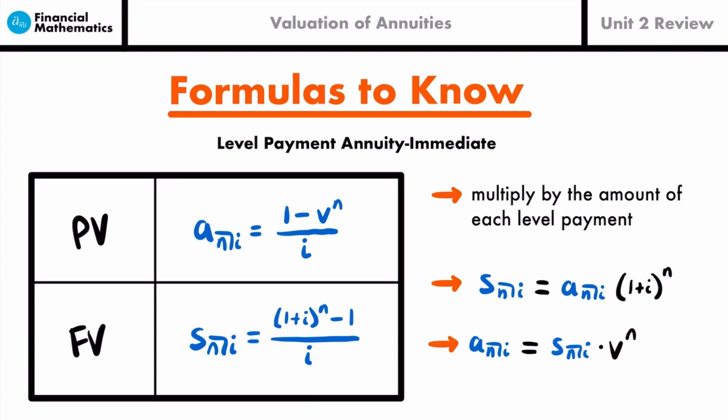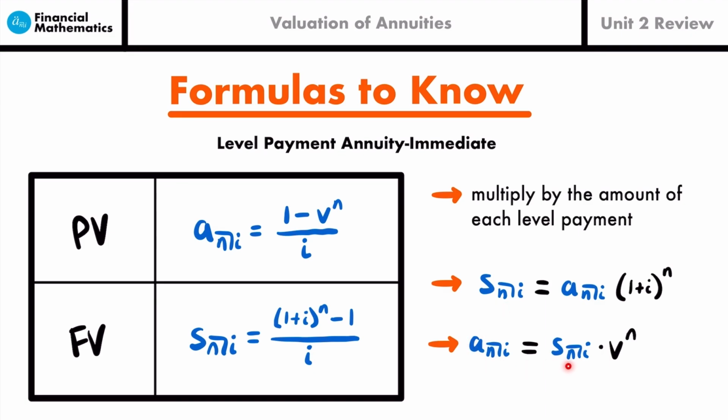All right, and then a couple side notes here. There are some relationships that you should be aware of between these two formulas or these two notations. You can calculate the future value of an annuity immediate by taking the present value of that same annuity immediate and accumulating it for an n number of periods. All right, in other words, you are taking the present value forward in time to where the future value would be valued. Okay, you're accumulating that present value for an n number of periods. That will give you the future value.